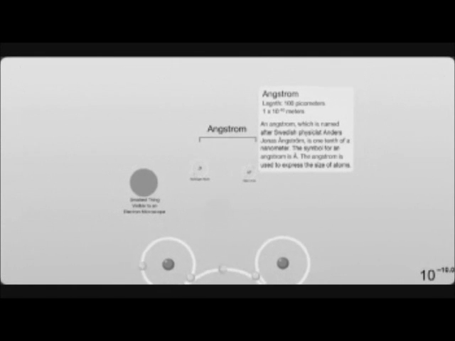The angstrom. An angstrom, which is named after Swedish physicist Anders Jonas Angstrom, is 1/10 of a nanometer. Sorry. The symbol for an angstrom is an A with a circle on top. I don't know what it's called. The angstrom is used to express the size of atoms.